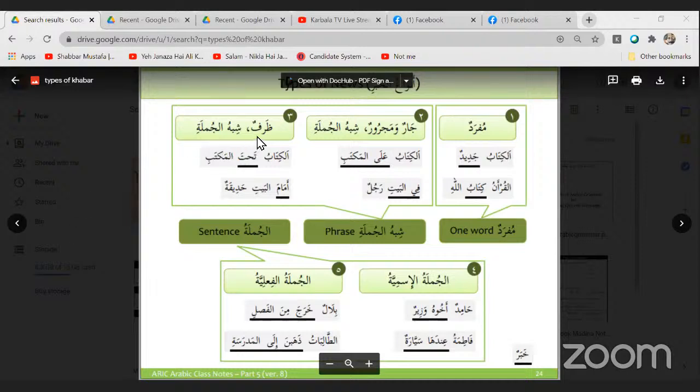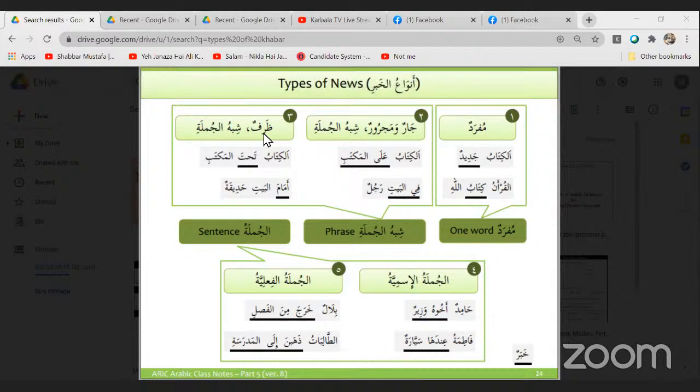Sister Tahrina, the third type is zarf. Zarf means an adverb. So adverb, zarf, refers to time or place. So for example, if you use the noun fawqa. Fawqa means above. Tahta means underneath. Amama means in front. Khalfa means behind. Do you remember these words?